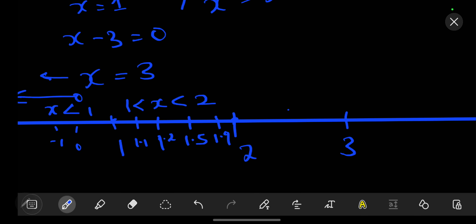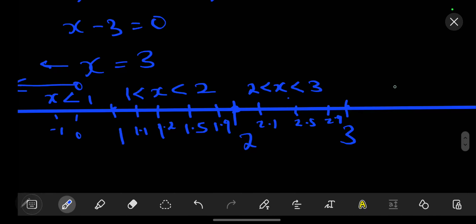We have another interval from 2 to 3. What we are going to have is 2 is less than x, x is less than 3. So in the interval, we could have 2.1, we could have a 2.5, like that. We could have a 2.9. So all the values are greater than 2 but less than 3. Then the last interval will be such that all the values of x are greater than 3. So values that we are talking about are values such as 4, 5, 6, 7, up to positive infinity.